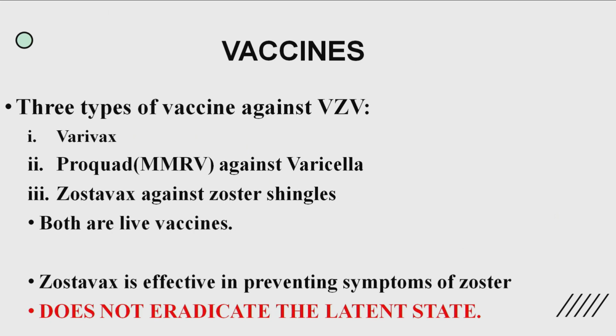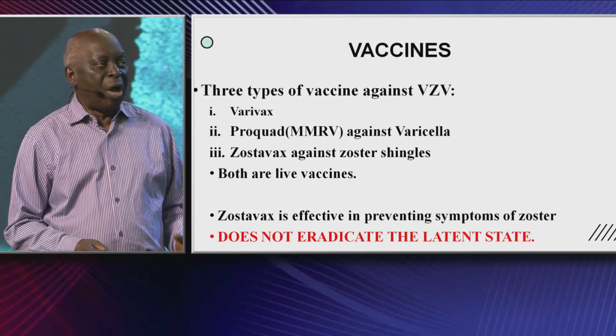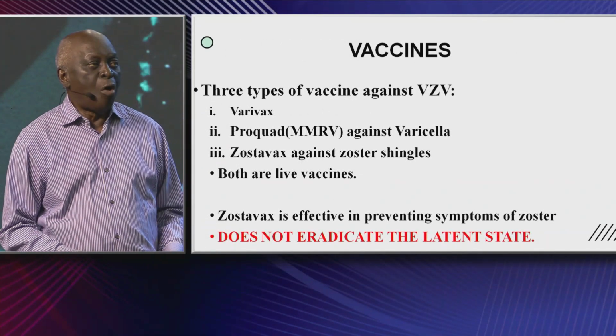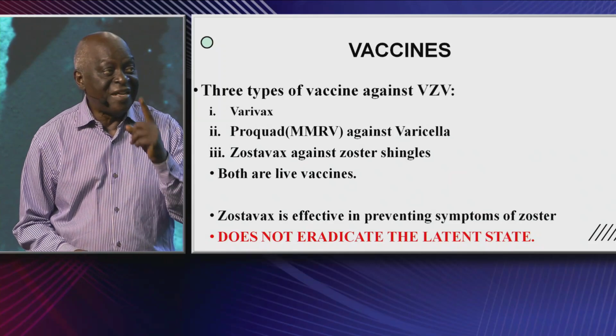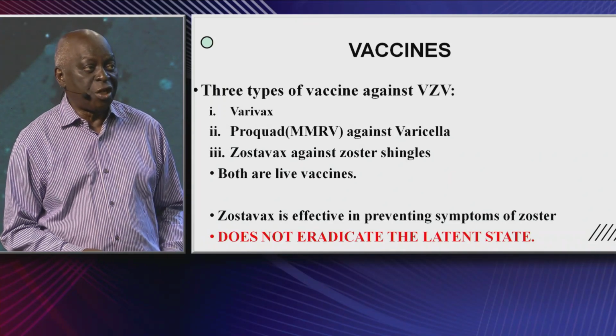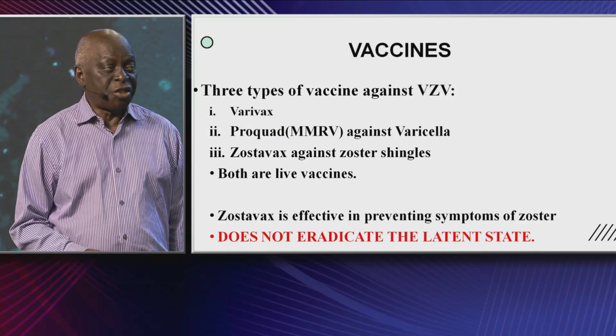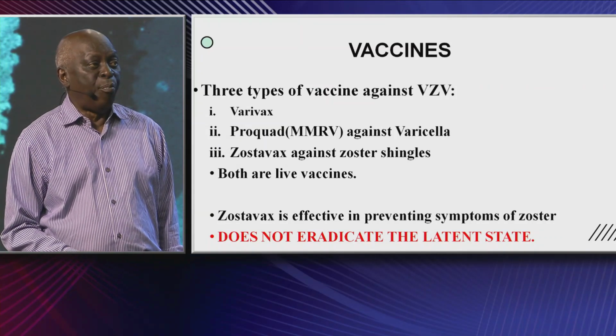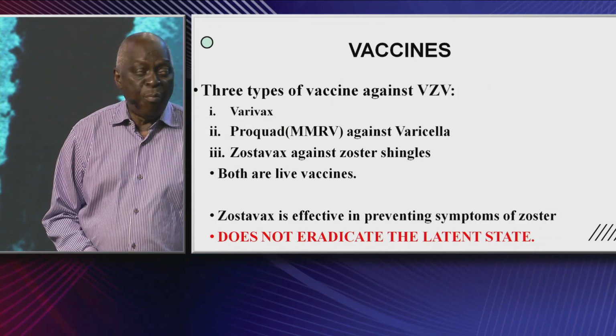MMR stands for measles, mumps, and rubella. But now our drug companies have been able to couple this one with the varicella vaccine, making a quadruple vaccine against measles, mumps, rubella, and varicella. And then the third group is the Zostavax against zoster, shingles. One good thing about all this is that they are both live vaccines.